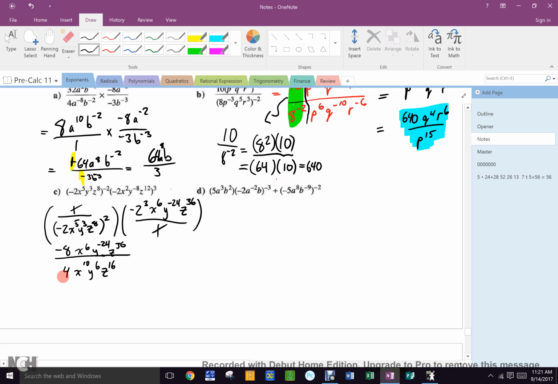Negative 8, positive 4 is what? Negative 2. 6 minus 10. Oops. X to the negative 4. Negative 24 minus 6. Y to the negative 30. 36 minus 16. Z to the 20. What there isn't allowed? Just the negative exponents. So that's going to equal negative 2 Z20 over X4 Y30.